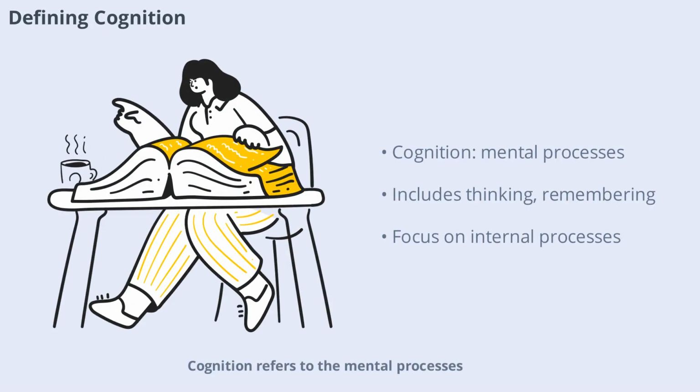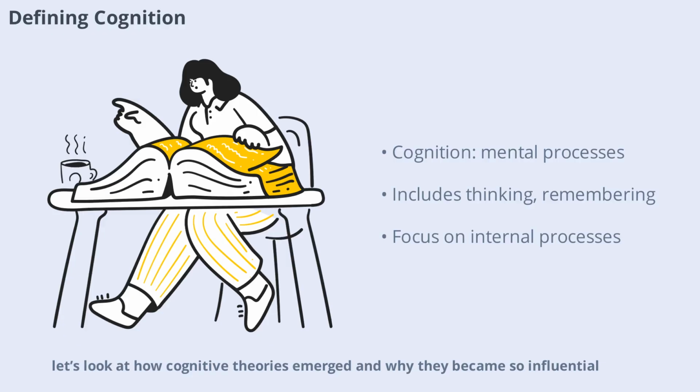Cognition refers to the mental processes involved in gaining knowledge and comprehension. These processes include thinking, knowing, remembering, judging, and problem solving. Cognitive psychologists are interested in how people understand, diagnose, and solve problems, emphasizing the internal processes that occur between stimulus and response. This focus on mental processes sets cognitive psychology apart from behaviorism, which only considers observable action. By understanding cognition, we can better appreciate how learning and memory work together to shape our experiences and abilities.